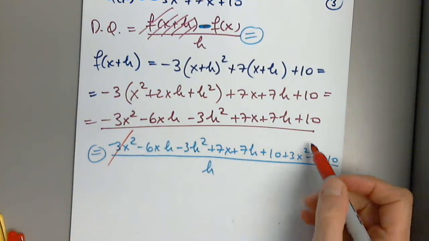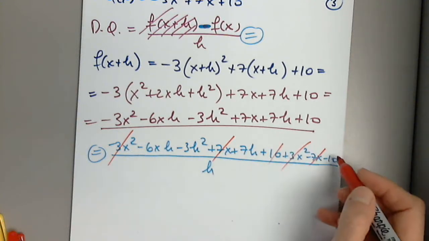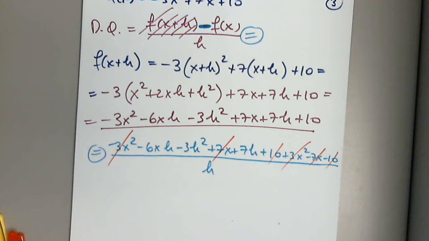So I see the negative 3x squared with the positive 3x squared. I see the negative 7x with a positive 7x. And I see the positive 10 with a negative 10. Are we in agreement so far?